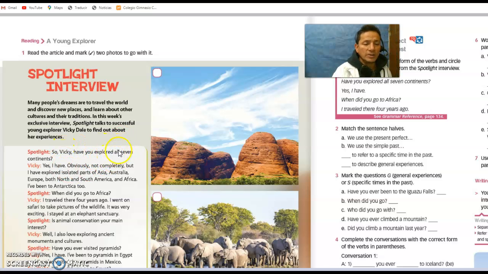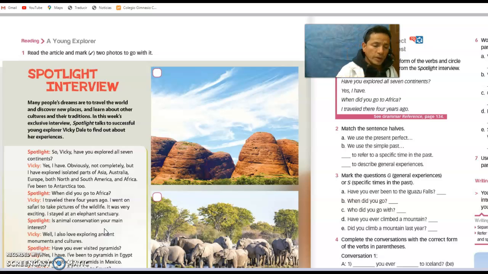For example, I don't understand all, so I give it a circle. I don't understand what it means completely. So I traveled, I don't know. Wildlife, I don't know. Exciting, I don't know. Stayed, I don't know. So you're going to circle the words that you don't understand. All right.